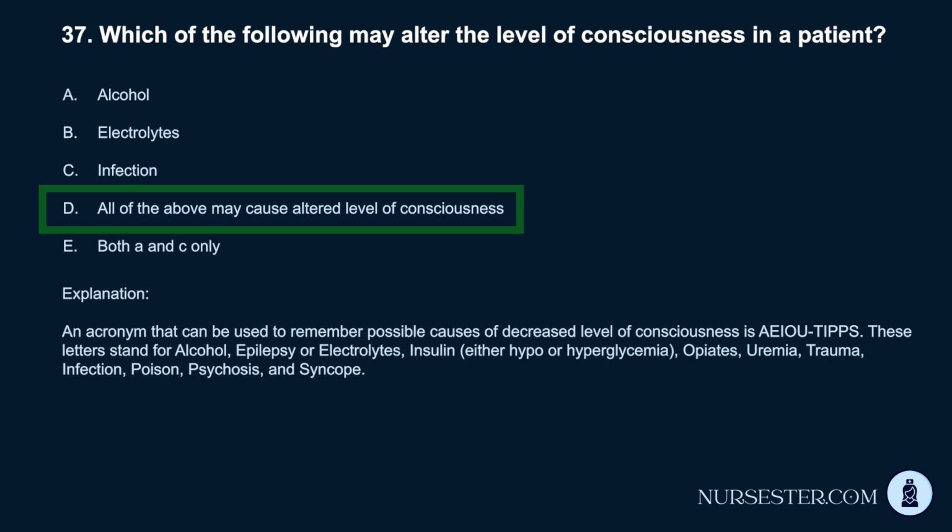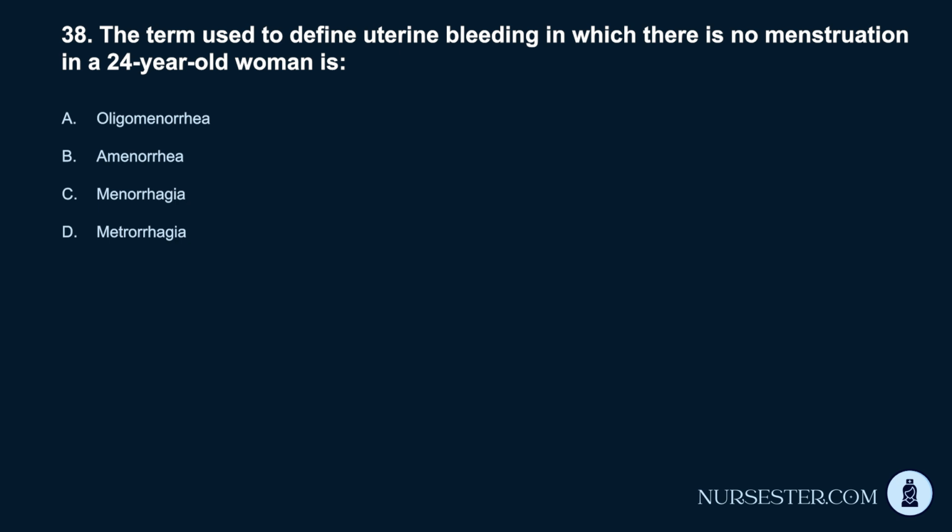An acronym that can be used to remember possible causes of decreased level of consciousness is AEIOU TIPS. These letters stand for alcohol, epilepsy, or electrolytes, insulin, either hypo or hyperglycemia, opiates, uremia, trauma, infection, poison, psychosis, and syncope.